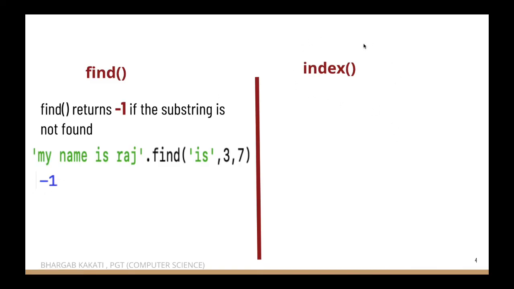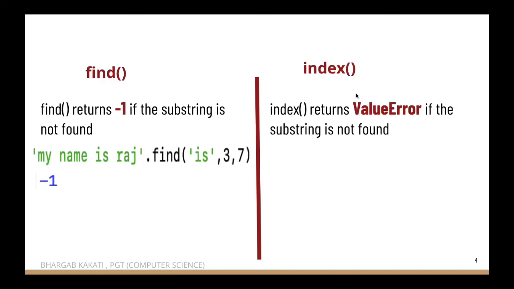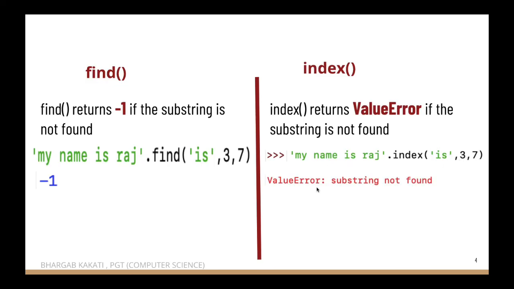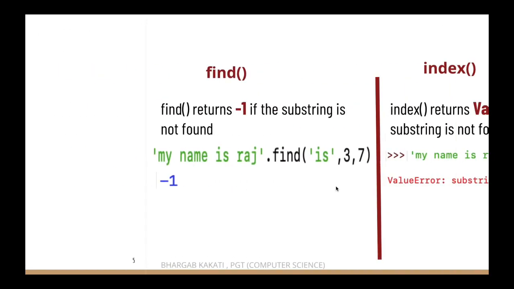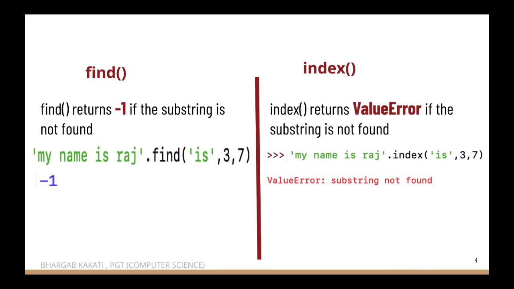Now if I talk about a similar situation with the index function, let's see what happens here. Index function returns value error if the substring is not found. Now if I use the same example and just replace the function find by index, here also within this range between 3 to 6, the substring is not present, but here I'll get the result as value error. Alright, that's the difference between find function and index function.